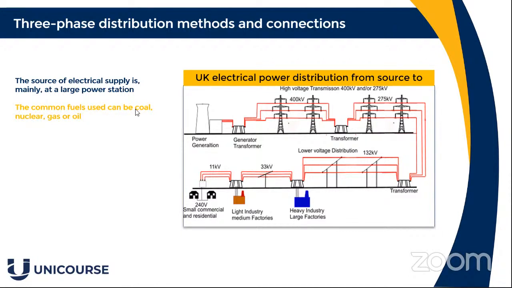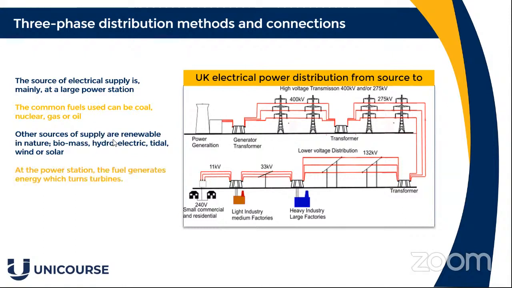Fuels today, coal is no longer the main fuel. In fact, coal is actually being phased out in the UK. Nuclear is used a lot, and gas and oil. We also have hydroelectricity, biomass, and wind or solar. And these are becoming more popular now. We're looking at a cleaner type of energy.